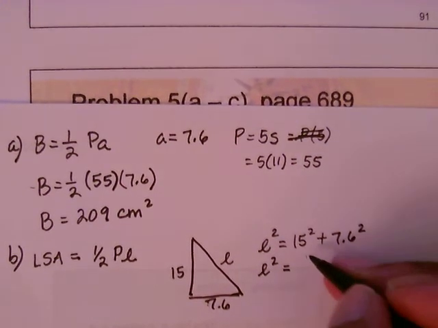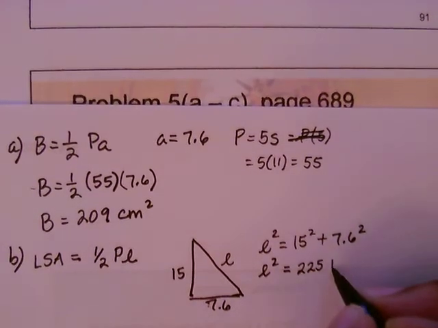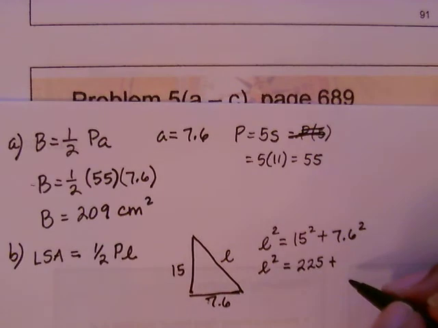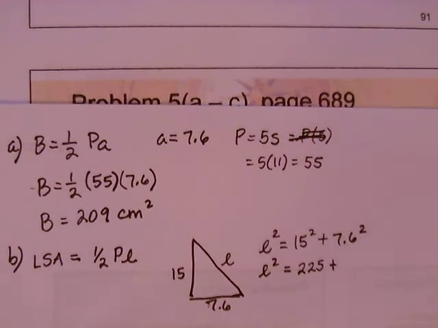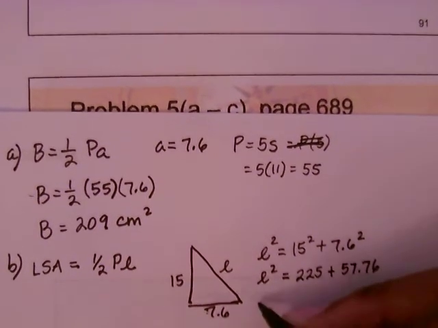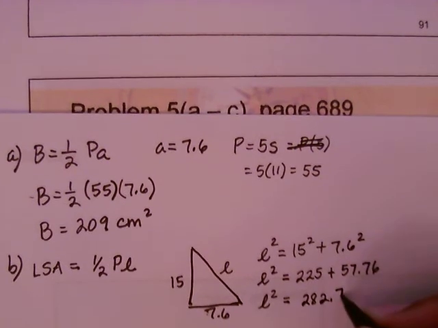Now if I do 15 squared, that's 225. Plus 7.6 squared, let me do 7.6 squared. That's 57.76. And if I add those two together, I would get 282.76.